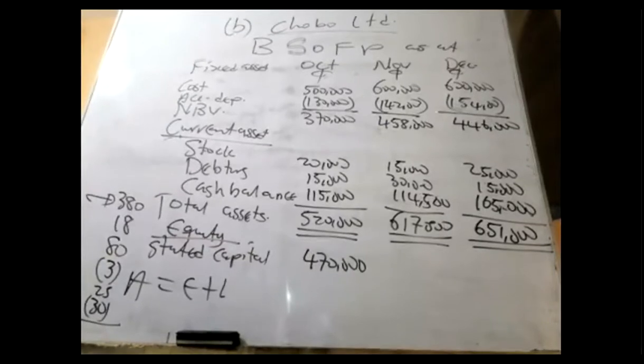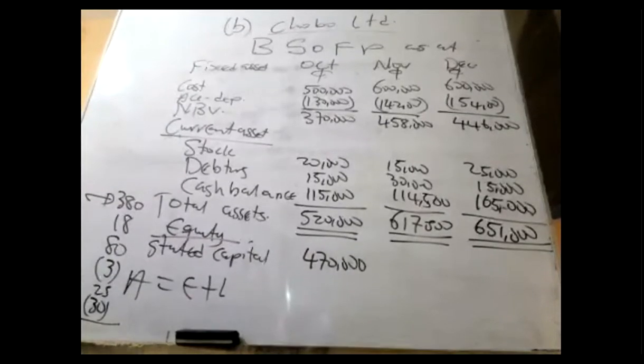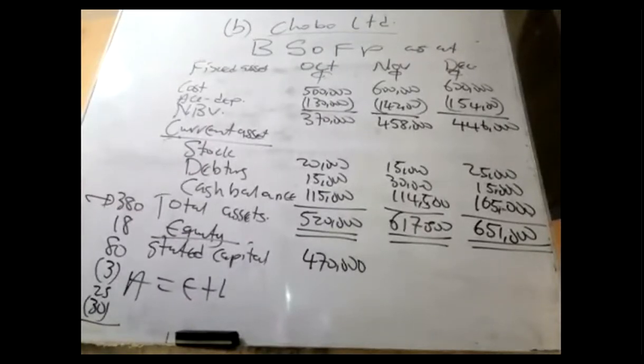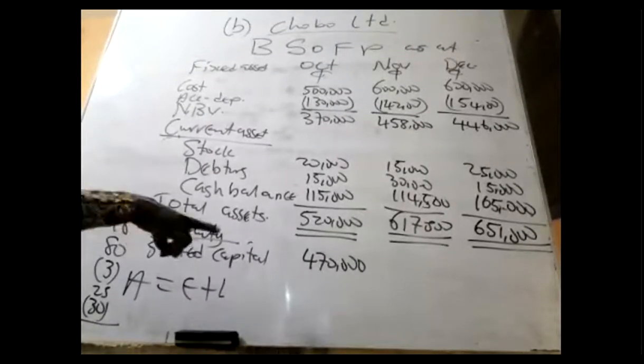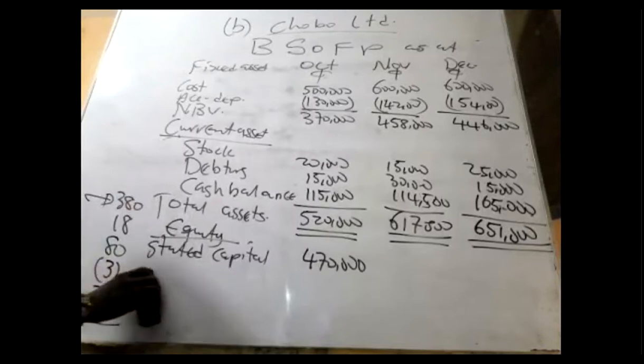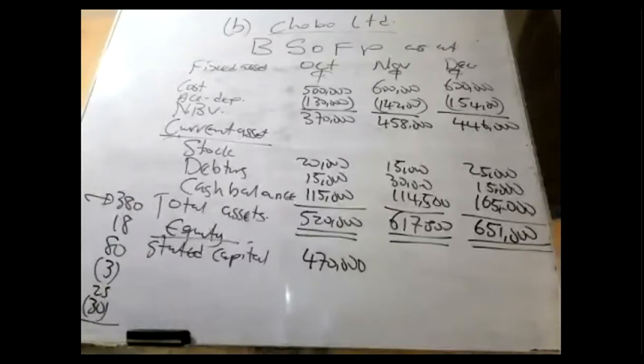Yeah, that would be our capital. However, there's an issue here. The retained earnings has been added to this. So here you just need to disclose the profit for the year, the retained earnings added.